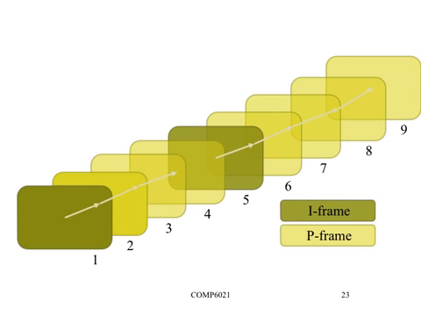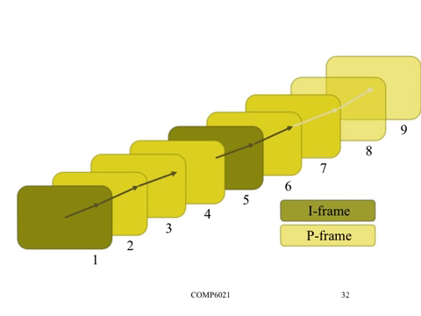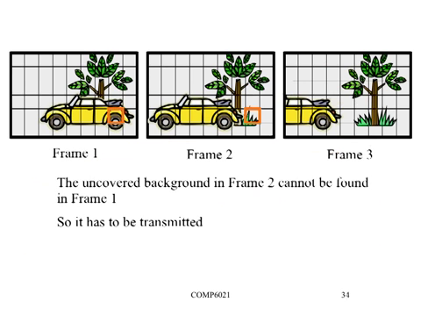So frame 1 is an iframe. Frame 2 is the same as frame 1 with some small changes. Frame 3 is the same as frame 2. Frame 4 is the same as frame 3. Frame 5, you start all over again. Frame 6 depends on frame 5. Frame 7 depends on frame 6. Frame 8 depends on frame 7, and you start again.